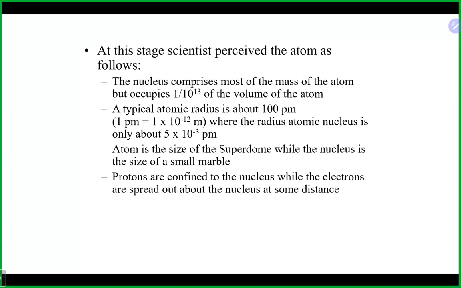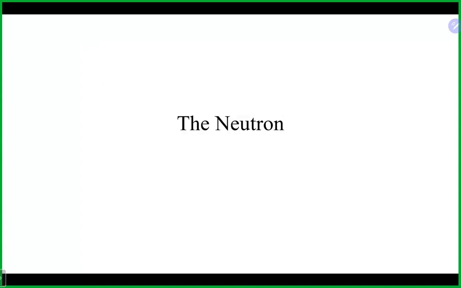Protons, again, are in the nucleus. Electrons are flying out and about from the nucleus at some distance. For a lot of years, it was really thought that in addition to the protons, which are found in the nucleus, there is another subatomic particle, which is the neutron.